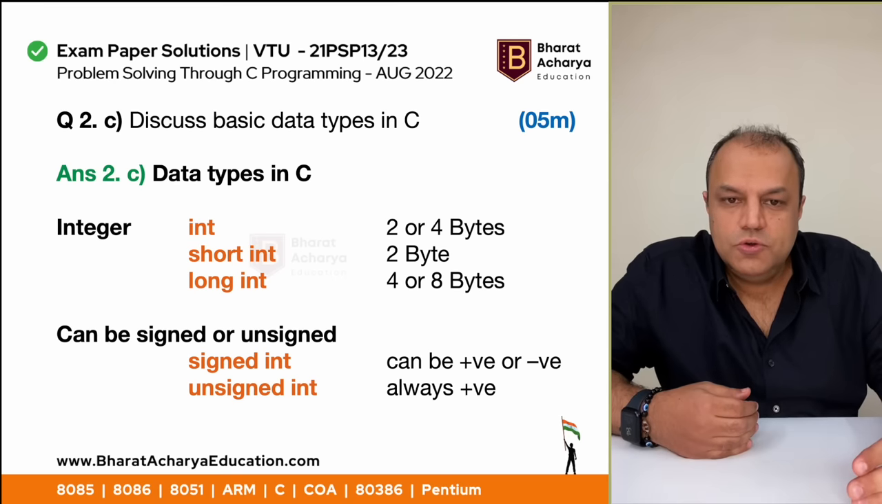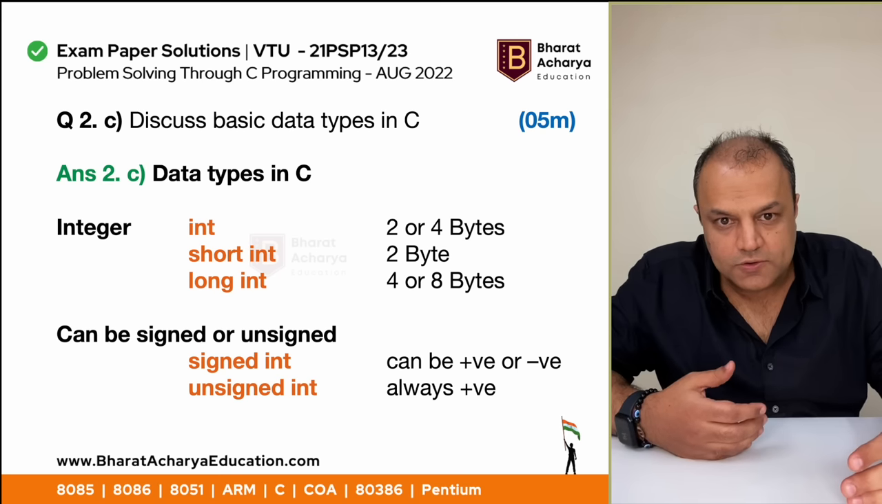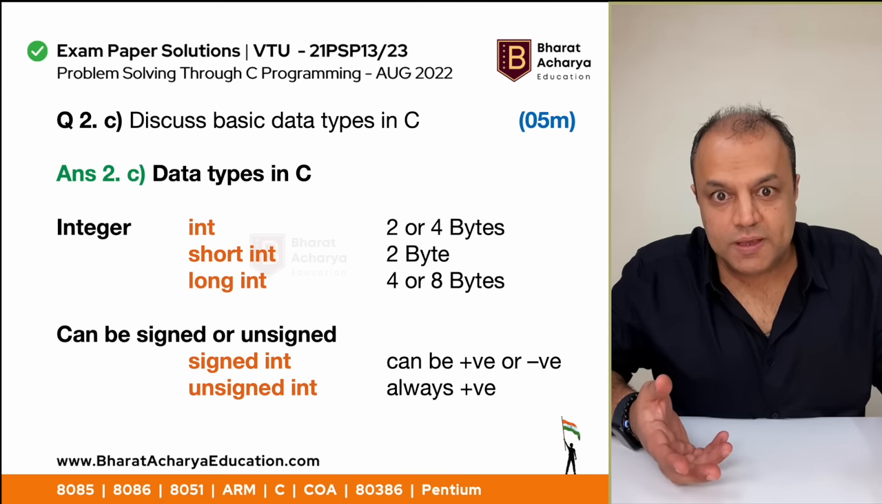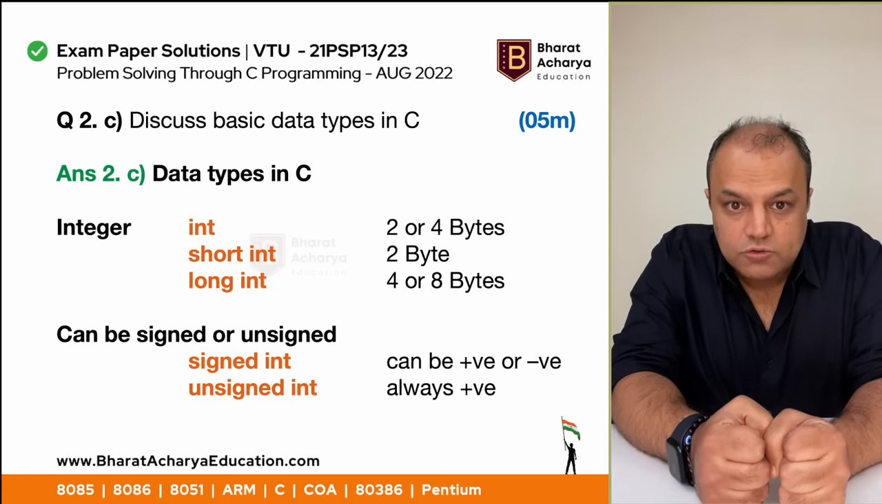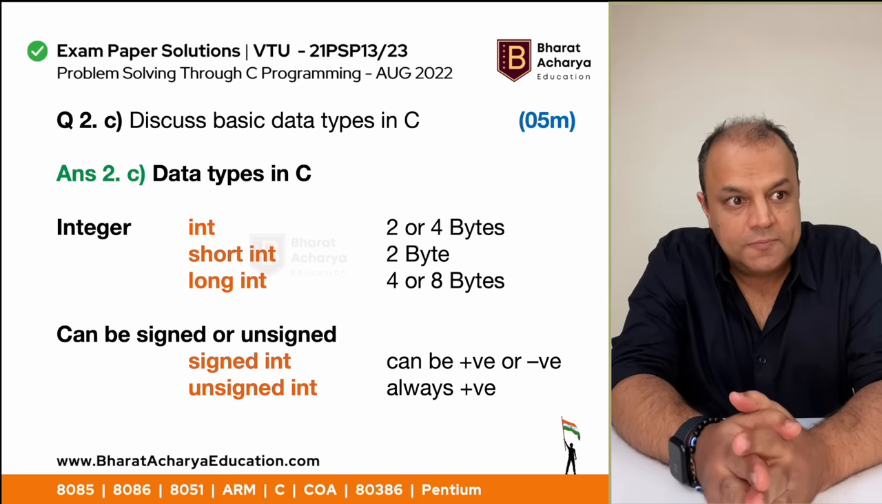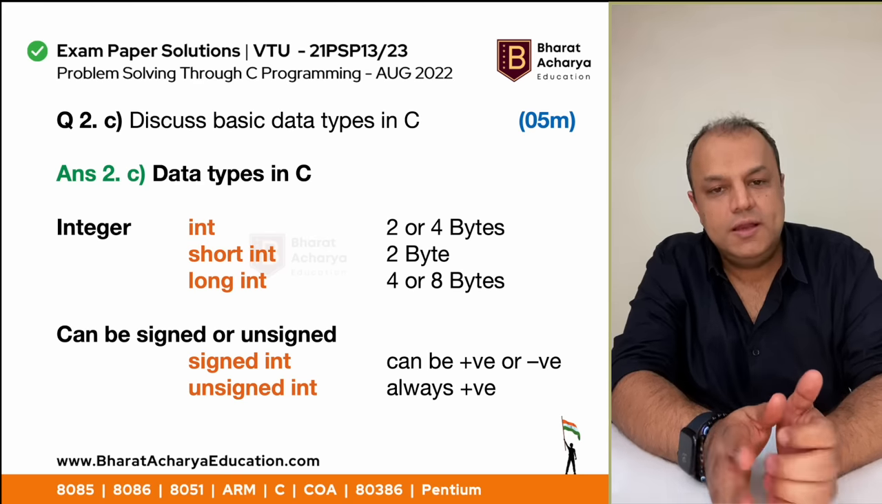What kind of numbers should you use? Student says, sir, I will use signed always. Why? Because signed means I have the option of being positive or negative. Unsigned means I'm restricting myself to be only positive. So I'd rather use signed everywhere. Well, on initial thought, that seems right, but it's not really a correct approach.